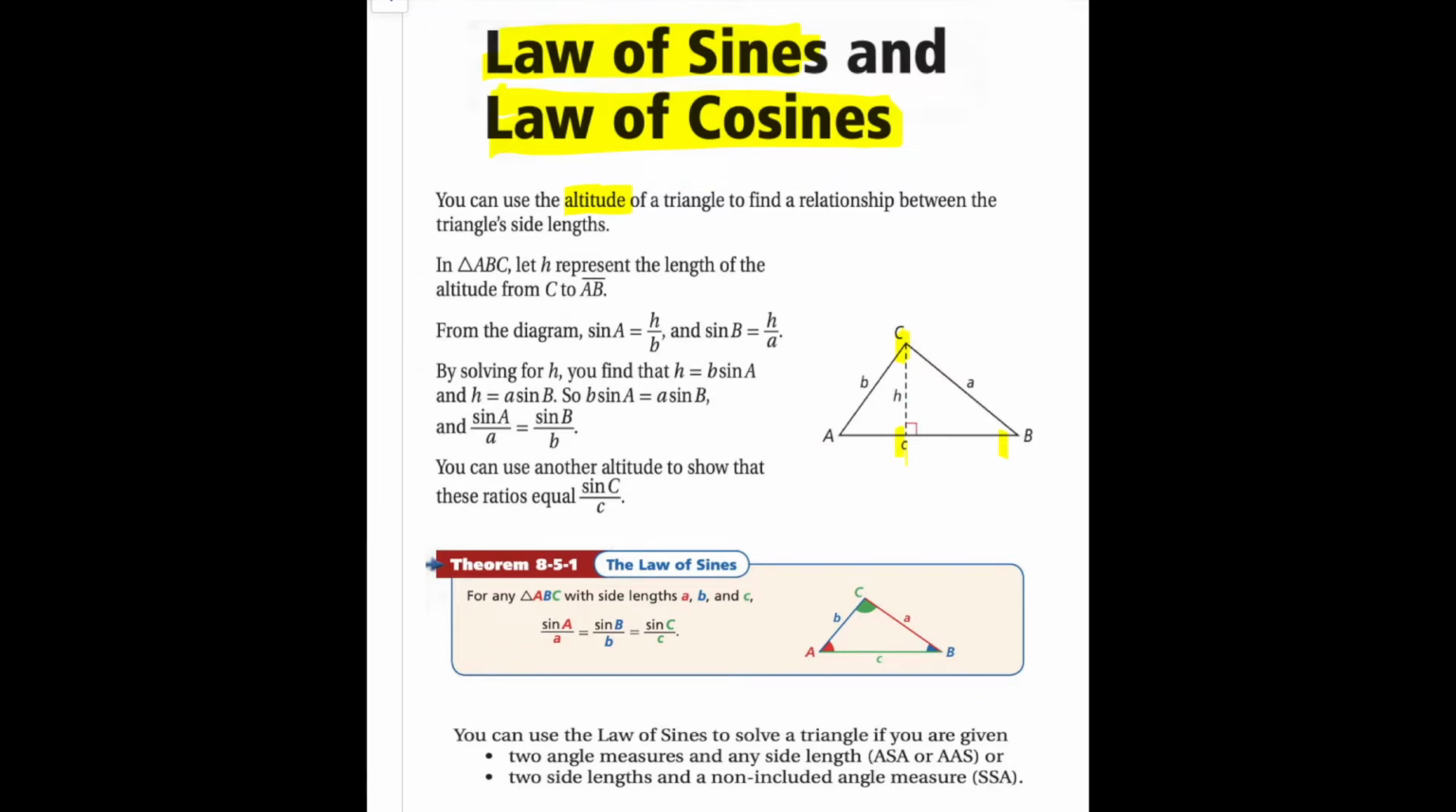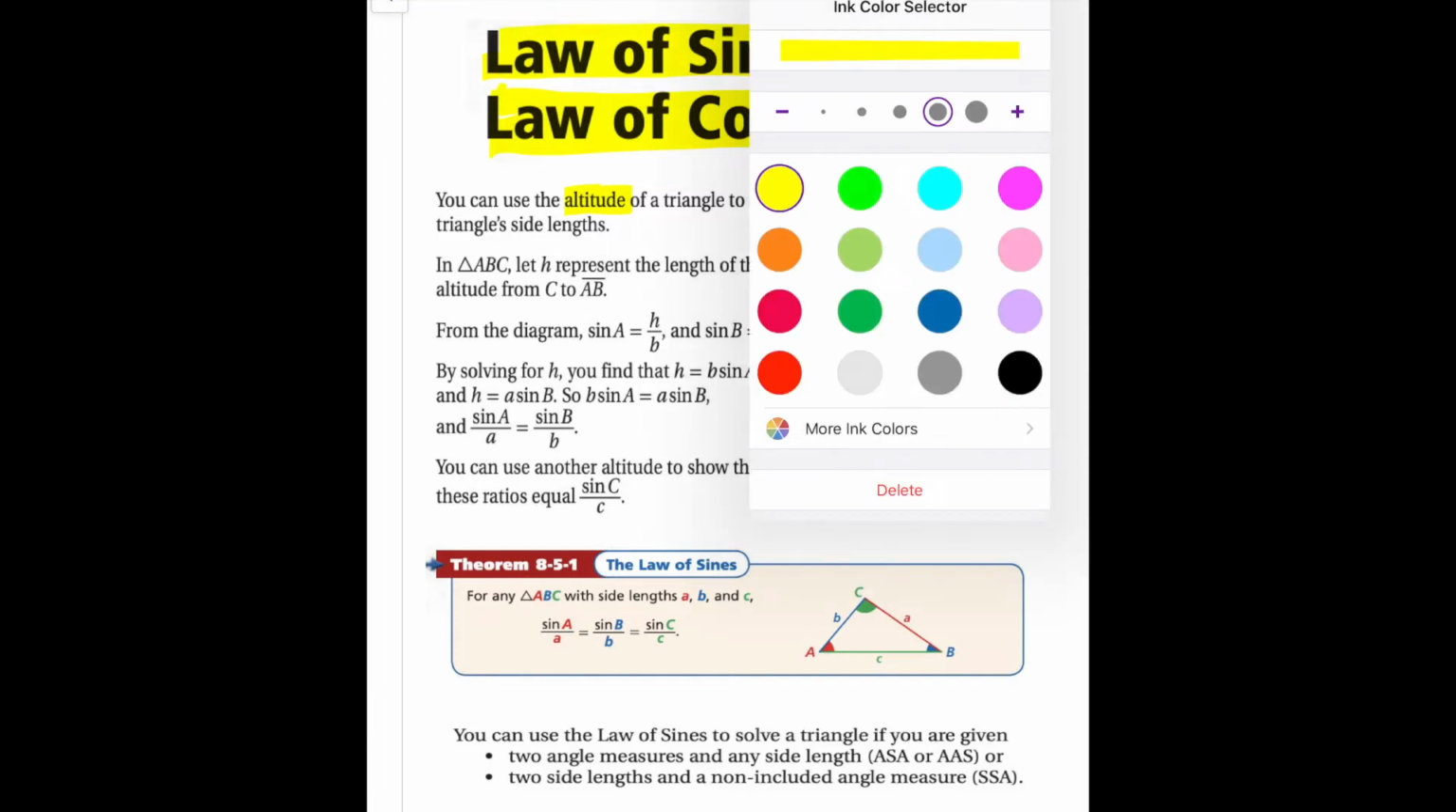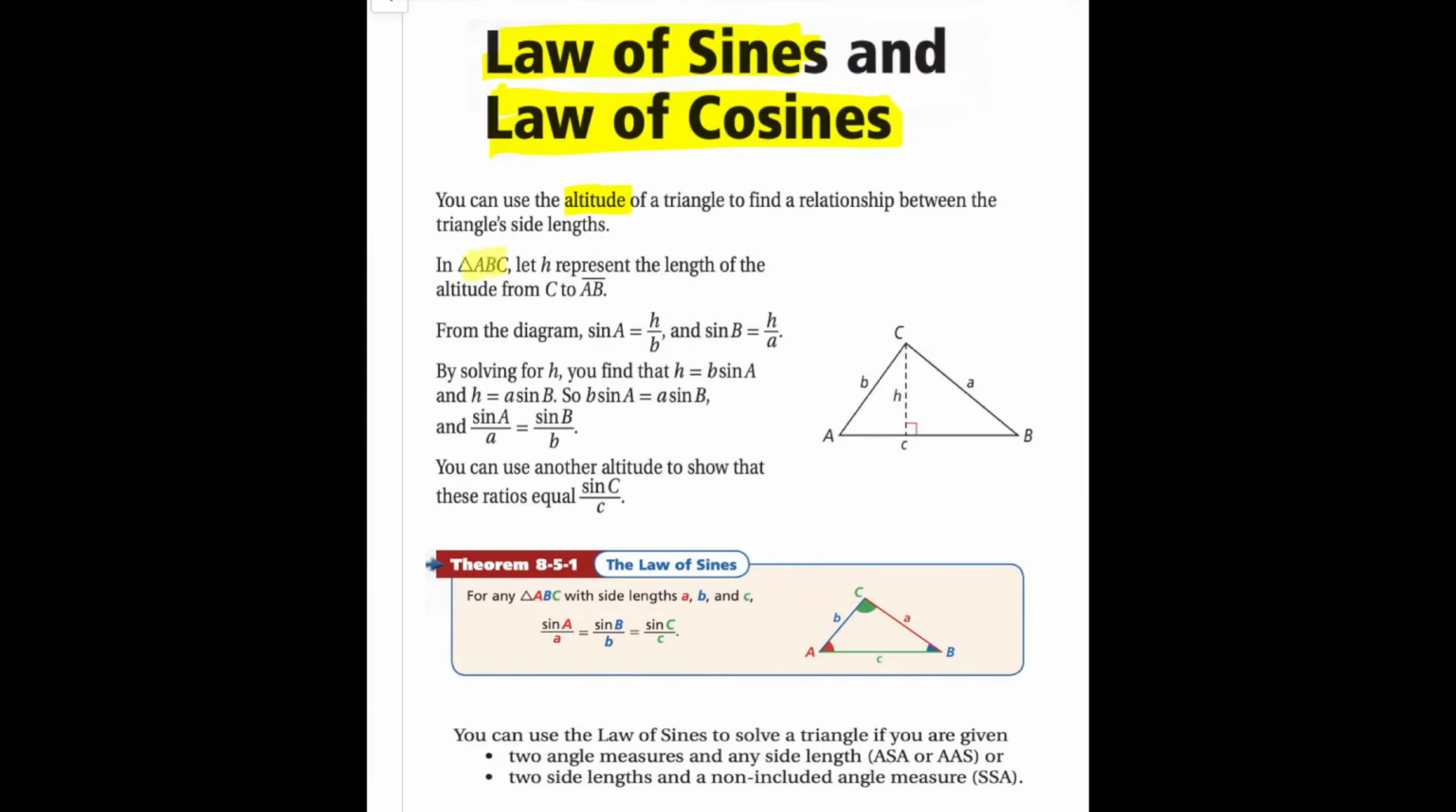So now you can see you have two right triangles, the small right triangle, and there is one over here that's also a right triangle. So we can use the normal trigonometric ratios to solve the sides for these right triangles. So we are going to take some trigonometric ratios here. So you can see in triangle ABC, let h represent the length of the altitude from C to AB.